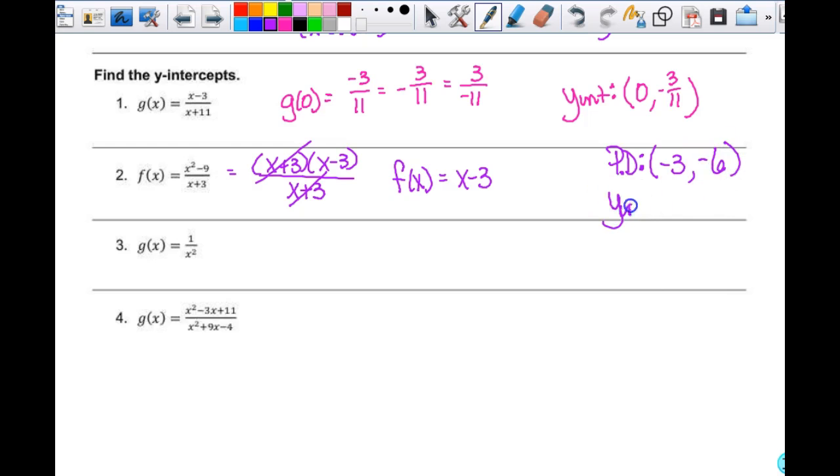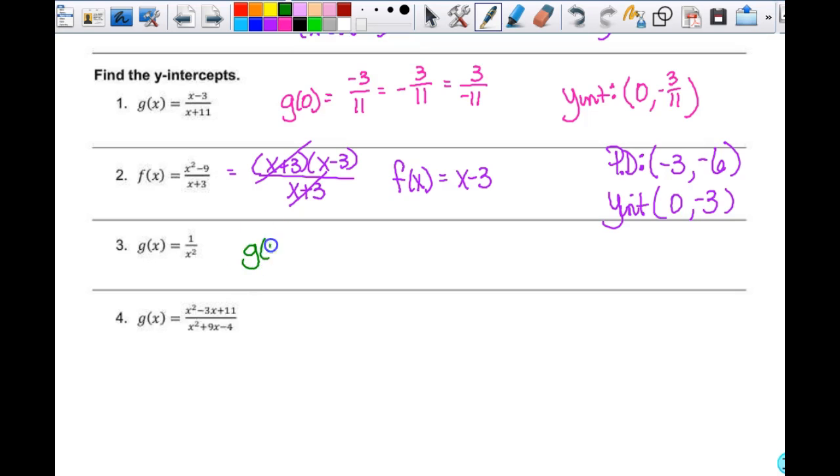Then I have to find the y-intercept, which is going to be 0 something. It's going to be 0 what? Negative 3. Good. Because I just substituted in there. You just get your negative 3. Okay. Everybody okay with that? All right, good deal.